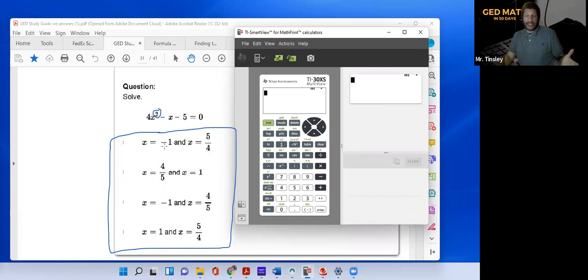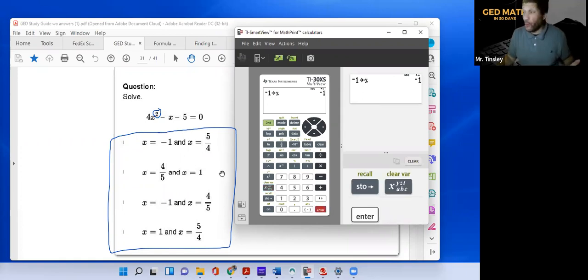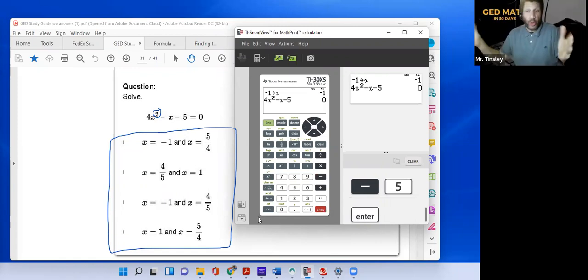So for example, x is -1. So I do -1, store x. I press enter and I type this quadratic formula in. 4x squared minus x minus 5. Did I get 0? Yes. That means it's a solution. You didn't waste 30 minutes trying to solve that problem.